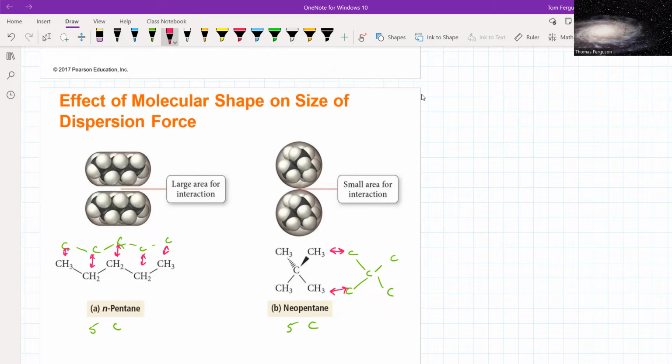So look at the contact points this has versus this one. More contact points, that means more dipole-dipole interactions, more attractiveness, more stickiness. That means the long skinny one can lie side by side and get all these contacts versus one that's branched, which only has 2 contact points. Hence, this requires more energy. It has more sticky points than this one. So this is going to have a higher boiling point.